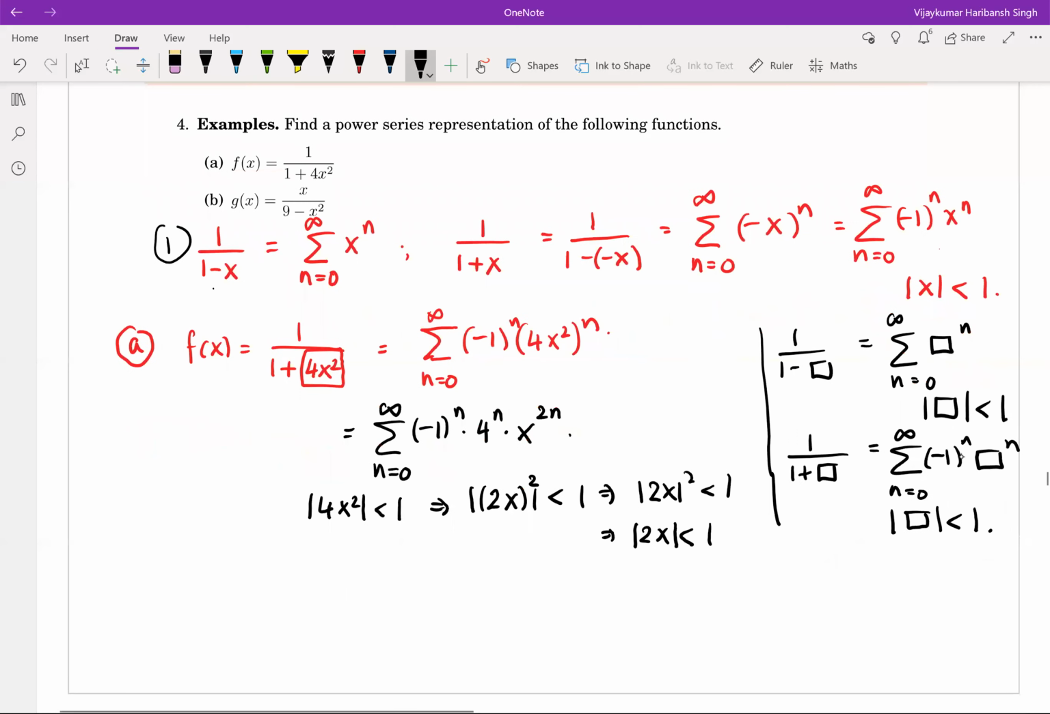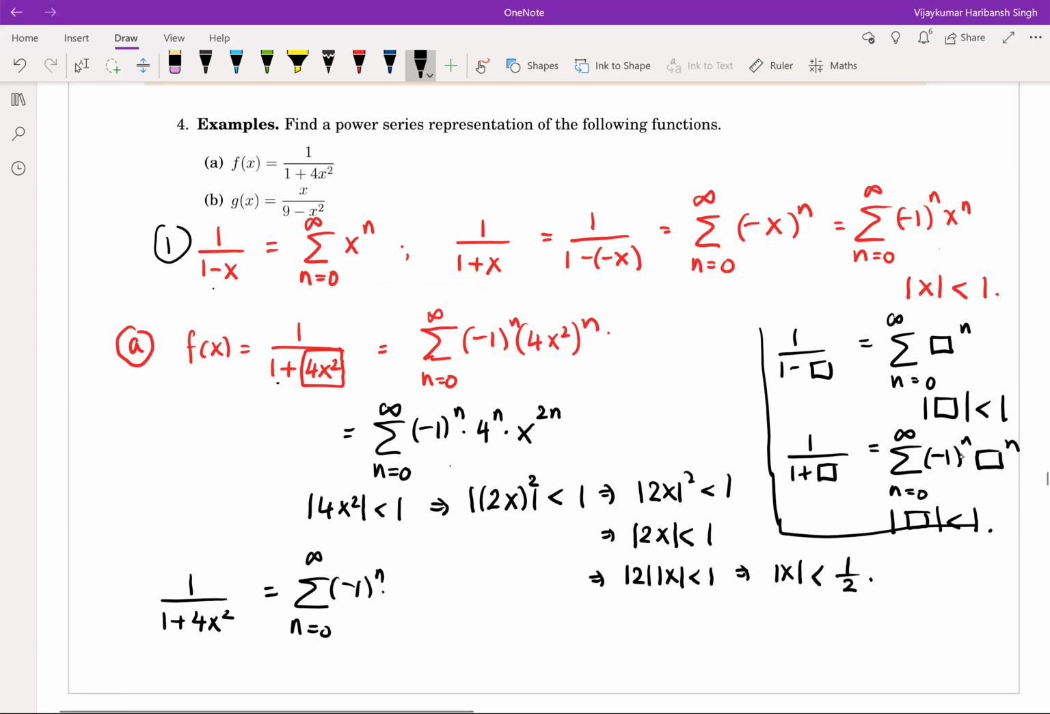Now I can break this into two parts. So we have the absolute value of 2, which is 2, times the absolute value of x is less than 1, which implies the absolute value of x is less than 1 by 2. So this formula, that this being equal to this, is only valid for what? Let me rewrite this again. So I have 1 upon 1 plus 4x^2, which is equal to summation n equals 0 to infinity (-1)^n 4^n x^(2n). And this formula is only valid on the absolute value of x less than 1 by 2.